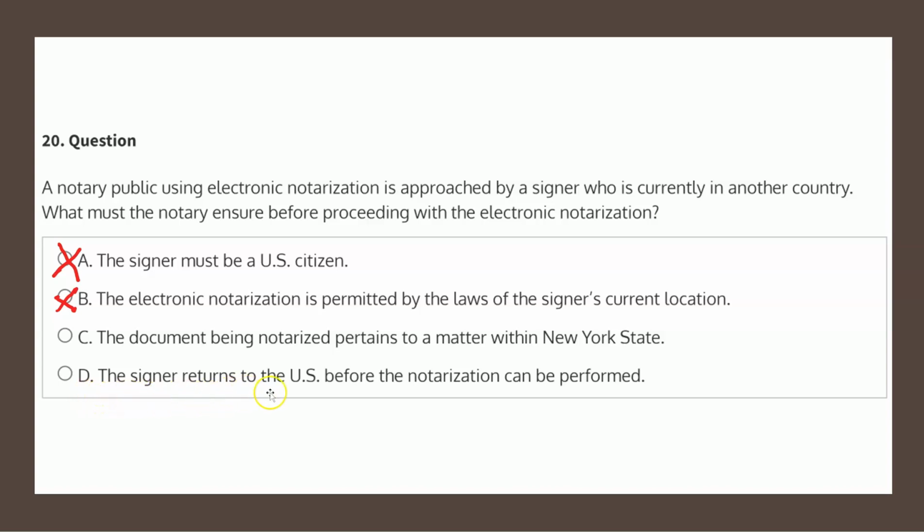The signer returns to the U.S. before the notarization can be performed. Well, that is not a requirement of the law, and therefore choice D is not our solution, which indeed leaves C, the document being notarized pertains to a matter within New York State, as the correct solution.